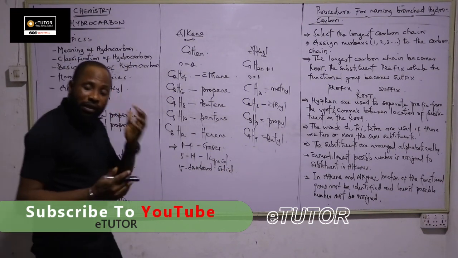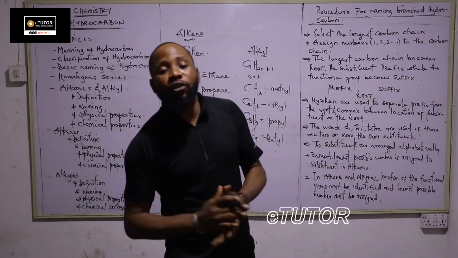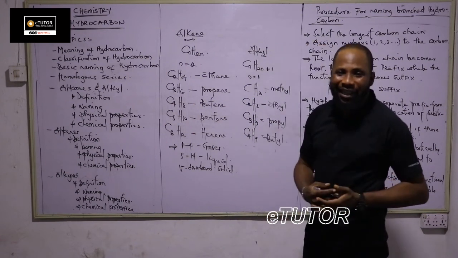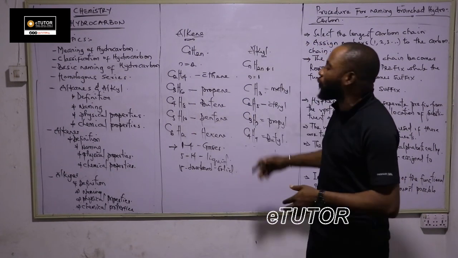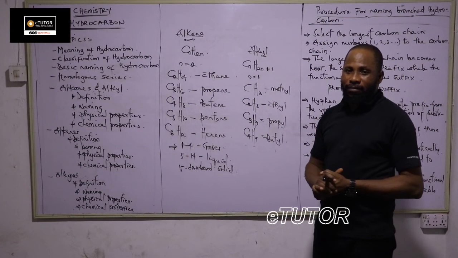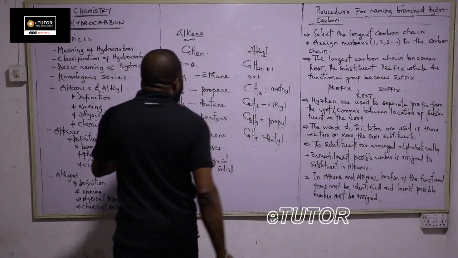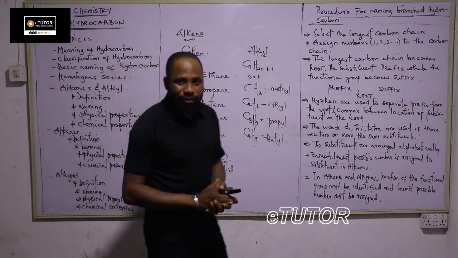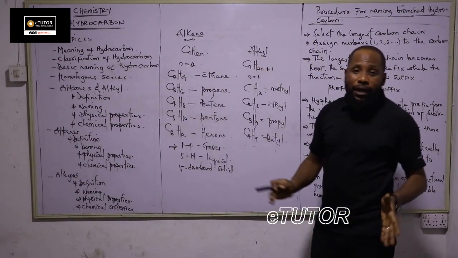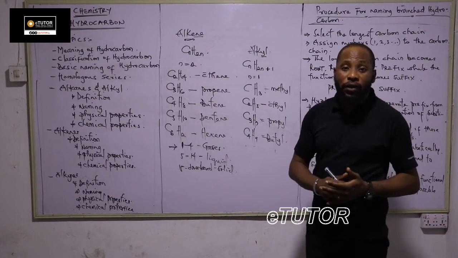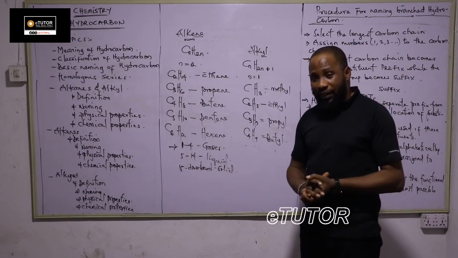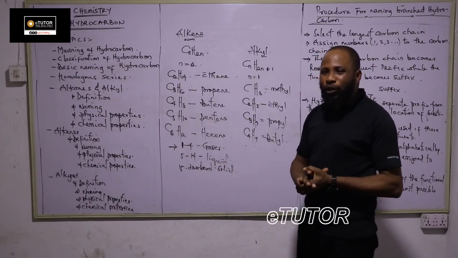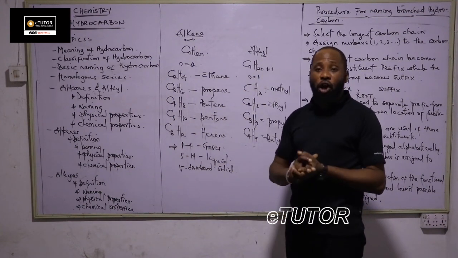Number 2, the boiling point, the melting point, and the density of each member of this family increase as the number of carbon increases. Now, unlike alkane, they are slightly polar. Alkane are non-polar. So alkane only dissolve in non-polar solvent like benzene, but alkene, they are slightly polar. So some alkene dissolve in alcohol.